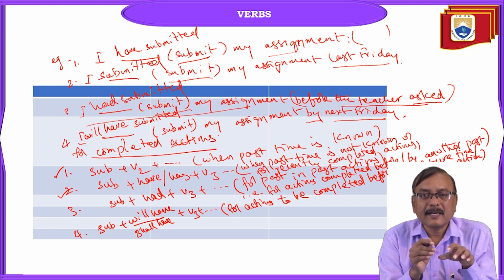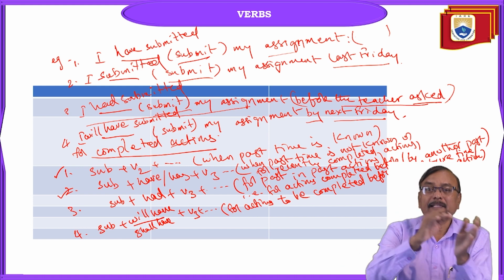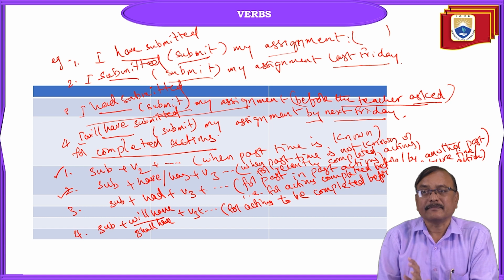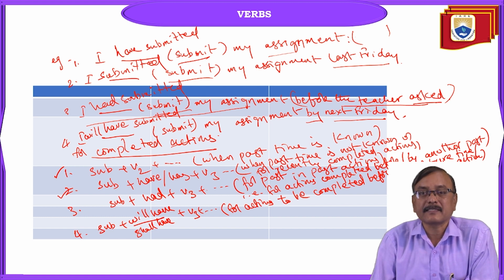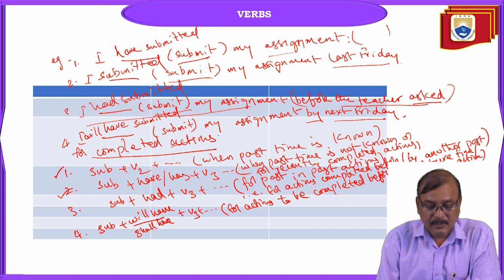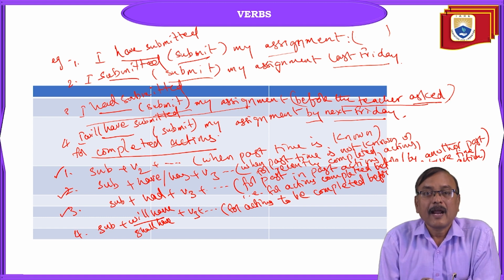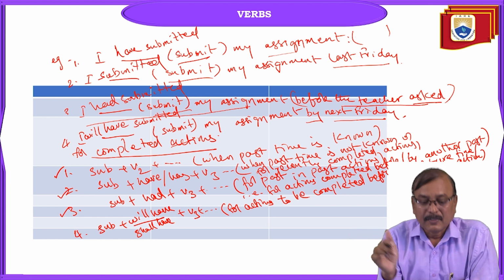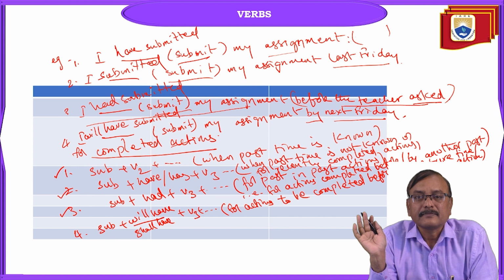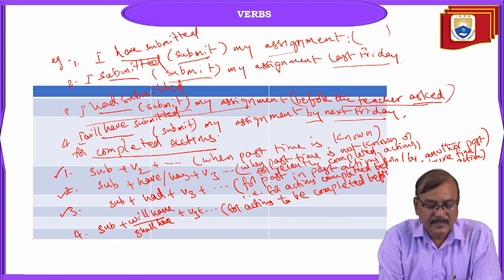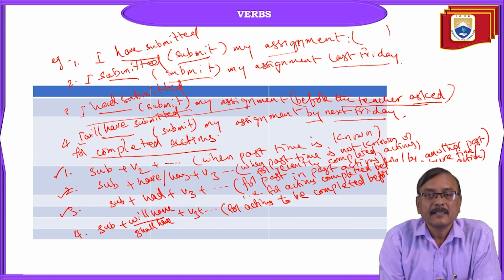If the actions are completed before another past action or another past time, that is for past in past actions, go with the subject plus had plus V3 form. Very clear. These three are for past actions only. First one, second one, third one. These three are past actions only.